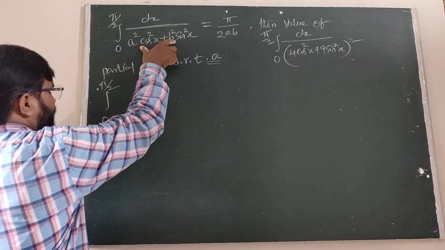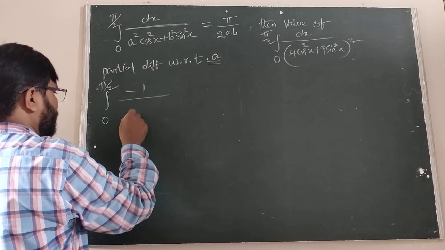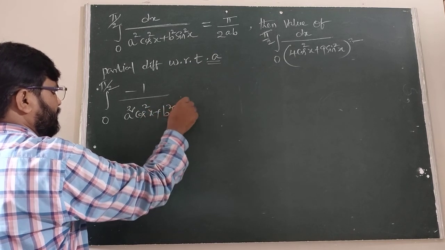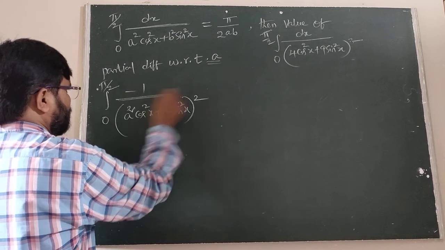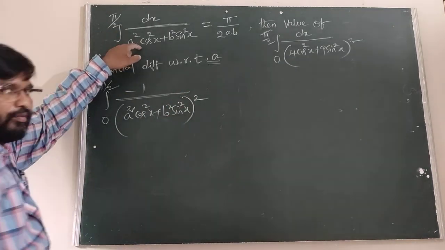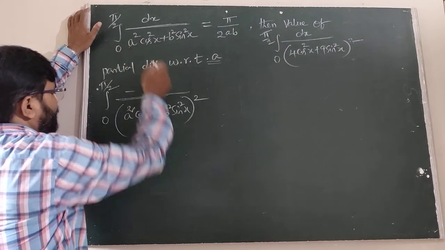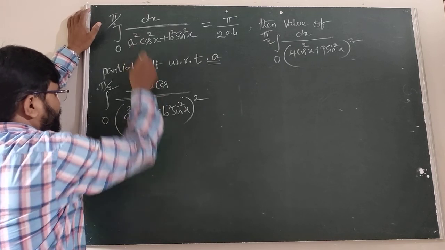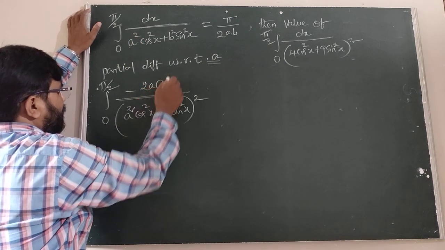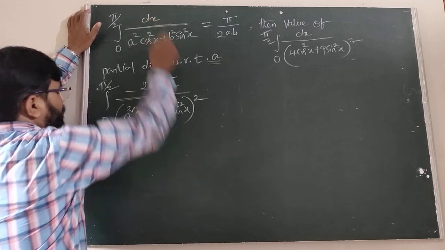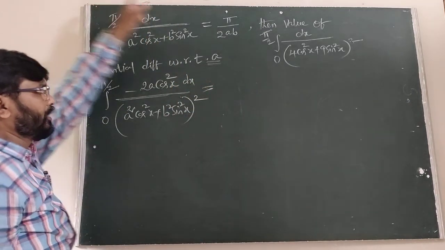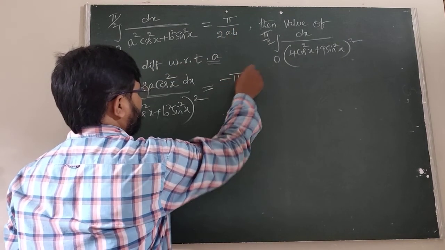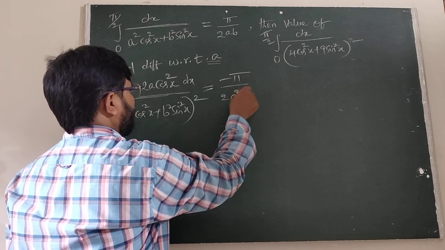Therefore, the derivative of 1 by x is minus 1 by x square, so we get (a square cos square x plus b square sin square x) whole square in the denominator. After that, the derivative of a square is 2a, and the cos square x is there in the numerator with dx. Now the derivative of 1 by a is minus 1 by a square, that is minus pi by 2 into a square b.